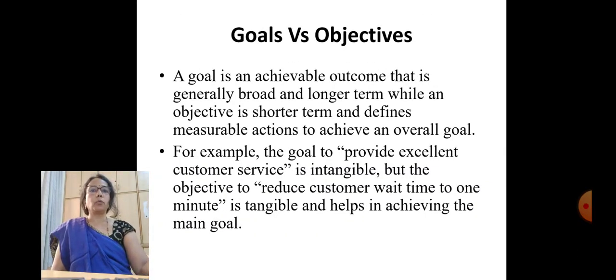Now, talking about goals versus objectives, a goal is an achievable outcome that is generally broad and longer term, while an objective is shorter term and defines measurable action to achieve an overall goal. For example, the goal to provide excellent customer service is intangible, but the objective to reduce customer wait time to 1 minute is tangible and helps in achieving the main goal.